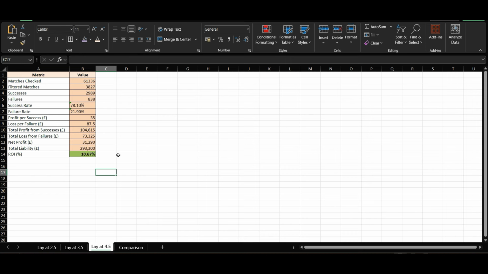So after the same 3,827 trades, our total profit from successful trades remains £104,615, while the total loss from the 838 failed trades increases to £73,325. This gives us a net profit of £31,290, and with a total liability of £293,300, our ROI comes out at 10.67%. As you can see, even in the worst case scenario, we still manage a positive return, though it's much lower due to the higher liability.